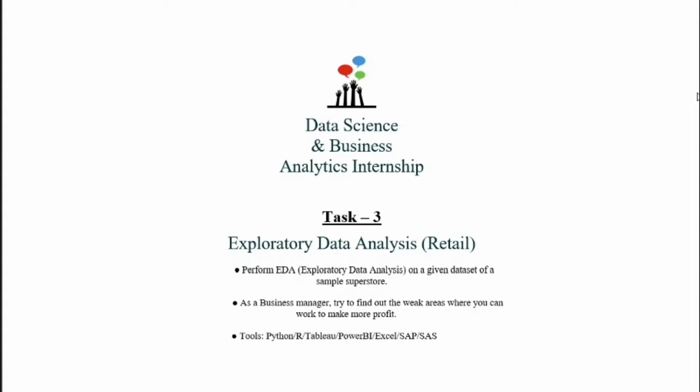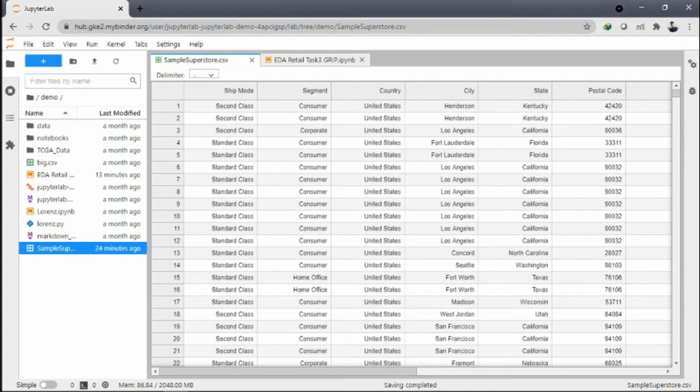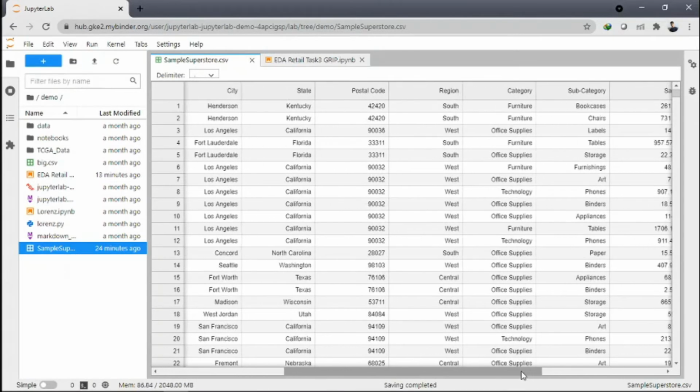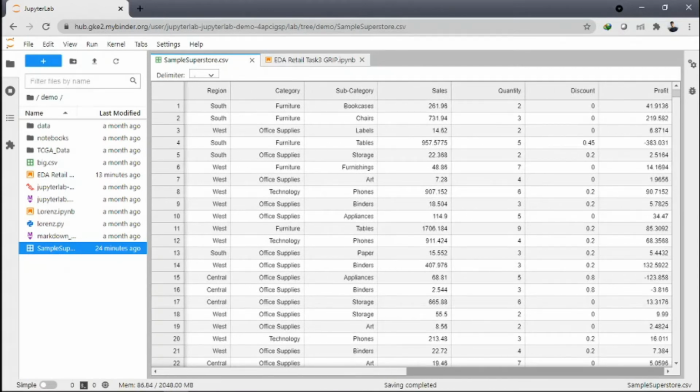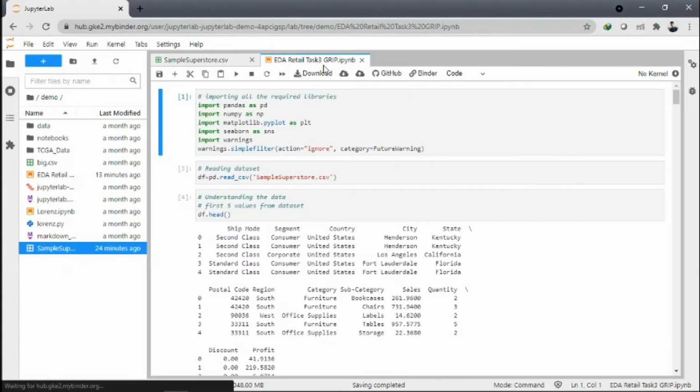I had used Python here, so let's just see the data set. Alright, so this is the data set. We have columns like ship mode, segment, country, city, state, postal code, region, category, subcategory, sales, quantity, discount, and profit. So let's just see the code.